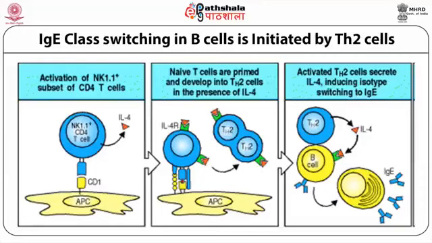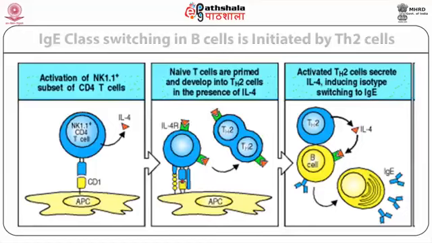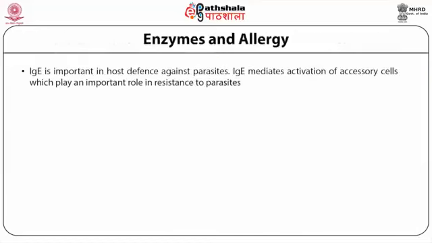In fact, allergens can be defined as antigens which provoke Th2 cells to cause class switching to IgE. IgE production requires Th2 and is inhibited by interferon gamma producing Th1 cells. We have learnt earlier that low doses of antigen favor Th2 activation rather than Th1 activation. IgE is important in host defense against parasites.